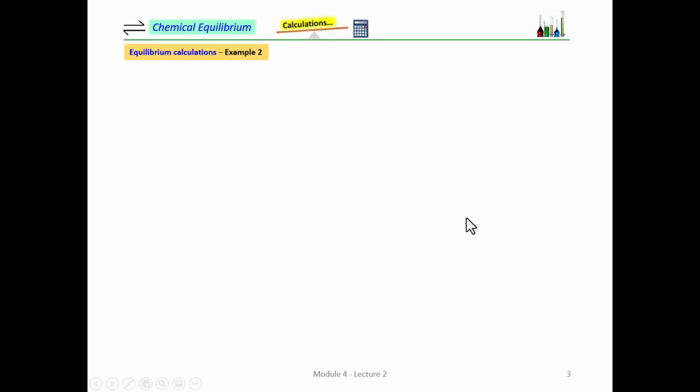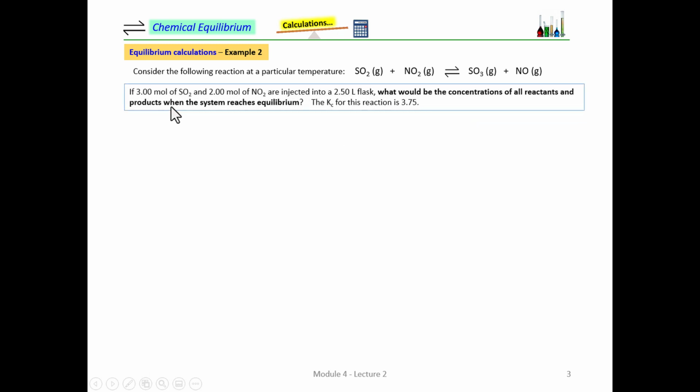So let's look at a second example of an equilibrium calculation. Consider the following reaction at some particular constant temperature. Sulfur dioxide and nitrogen dioxide reacting and reaching equilibrium with sulfur trioxide and nitrogen monoxide. Notice that this is a 1 to 1 to 1 to 1 reaction. Suppose we put 3 moles of sulfur dioxide and 2 moles of nitrogen dioxide, those are the reactants, into a 2.5 liter flask. What would be the concentrations of all reactants and products when the system reaches equilibrium? And we're given the Kc for this reaction.